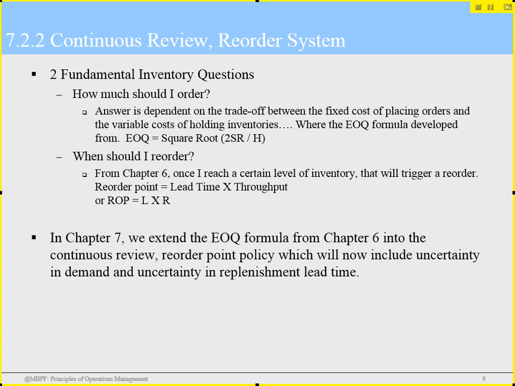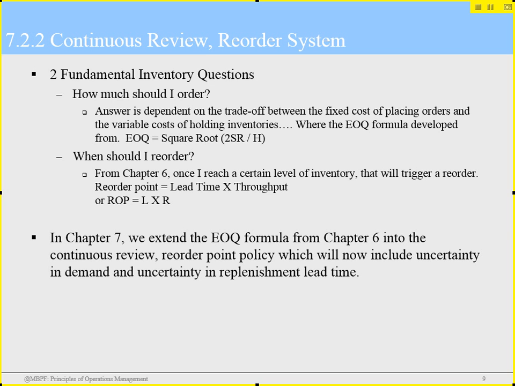Okay. Coming back from chapter 6, our two key inventory questions are how much should I order and when should I order? And in chapter 6, we took a very straightforward approach and we assumed that we didn't have variability. What we do in chapter 7 is bring in the variability. We're saying we recognize that my demand does not come in exactly the same amount every day. I've got some kind of variability. We recognize that the lead time from the supplier is not perfect, right? I've got some variability in that.